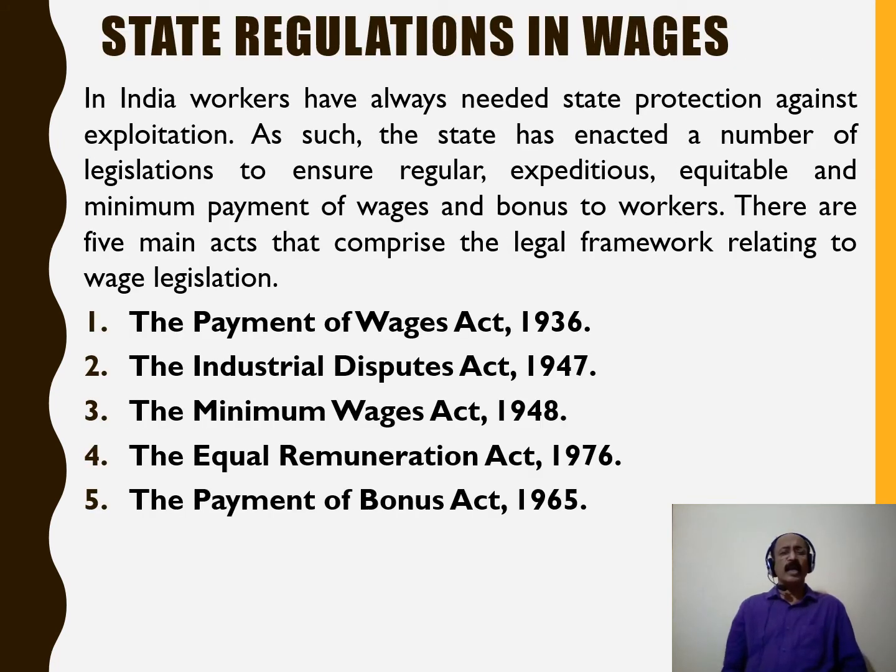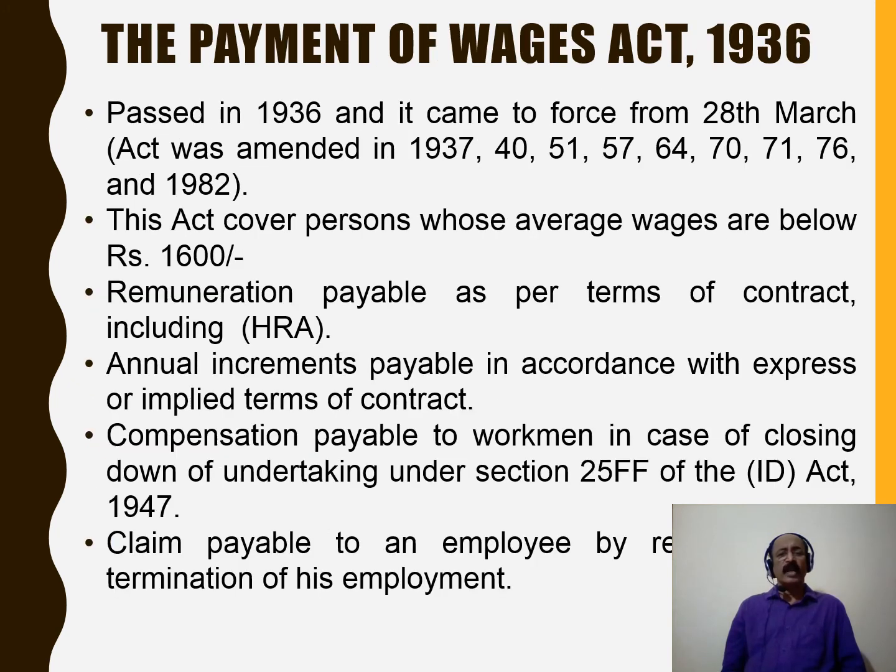Now let us look at what the state regulations in wages are. There are certain legislations, as I've already told you, as far as wages are concerned, and I am giving you around five important state regulations in wages. The first one is the Payment of Wages Act 1936, then the Industrial Dispute Act of 1947, the Minimum Wages Act of 1948, the Equal Remuneration Act of 1976, and the Payment of Bonus Act of 1965. Let us look into that.